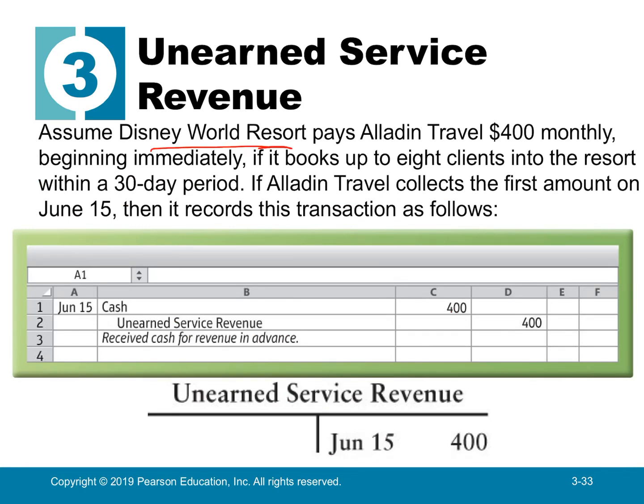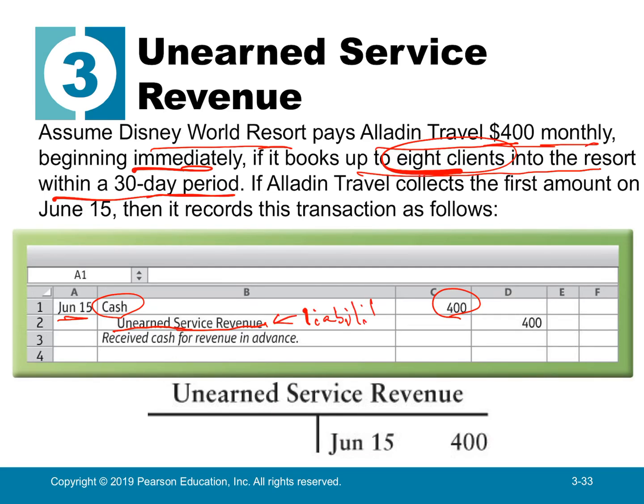So let's look at an example. Let's say that the Disney World Resort gives Aladdin Travel $400 each month immediately, right? And the deal is they must book up to 8 clients into the resort within 30 days. So Disney gives Aladdin June 15th this cash of $400, but Aladdin hasn't booked the 8 clients yet. So they can't just book service revenue. They have to book unearned service revenue. This is a liability. They owe Disney World Resort 8 clients. So until they satisfy that, they have this liability. So you have this unearned service revenue account in the ledger that now has a $400 credit balance.